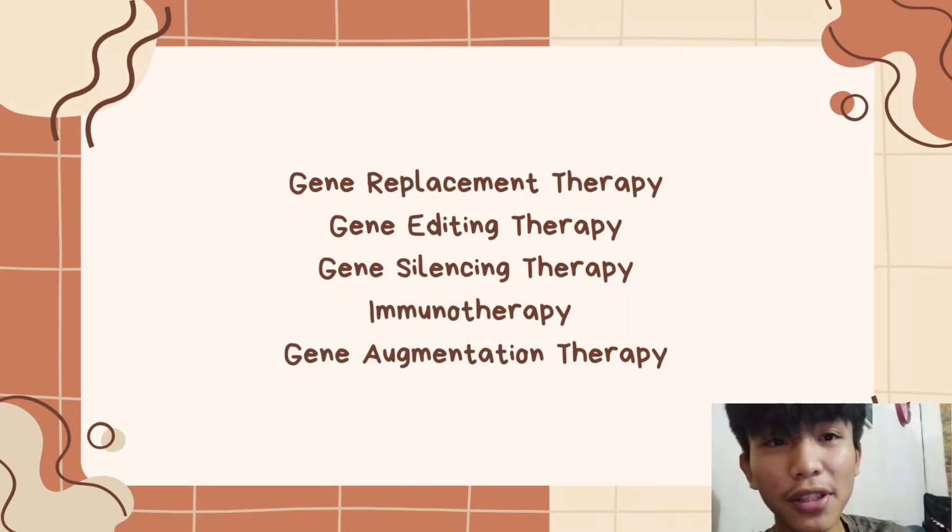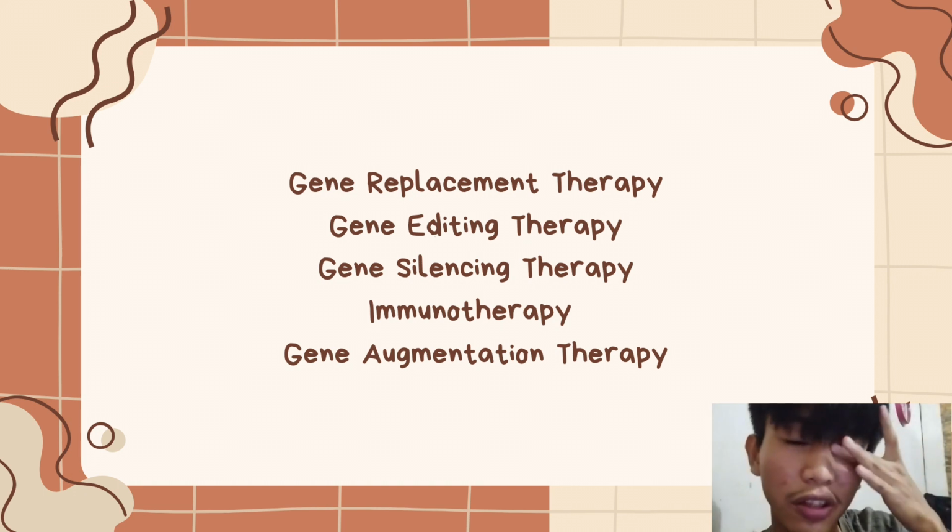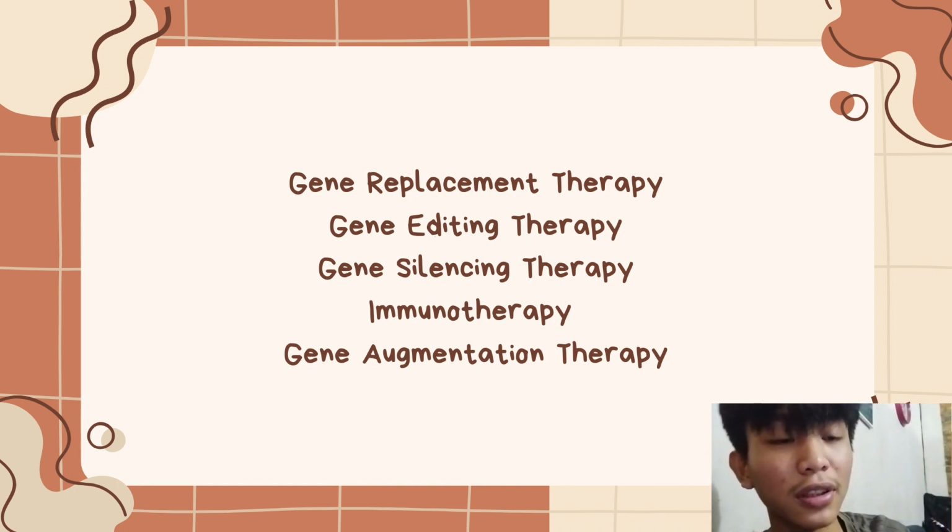The approaches to gene therapy. Number 1 is gene replacement therapy. Gene replacement therapy involves replacement of a mutated or defective gene with a functional gene. This approach is suitable for genetic disorders that result from a single gene defect, such as cystic fibrosis and sickle cell anemia. Number 2 is gene editing therapy.